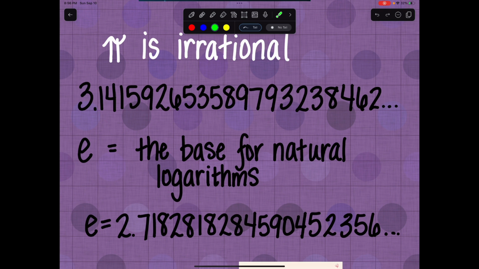I was a little confused because you can express it as a fraction. That's how you get it, circumference divided by diameter. But it's not going to be a simple fraction. We'll just leave it at that.